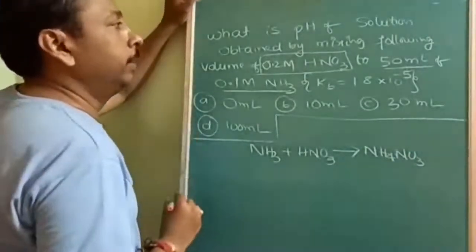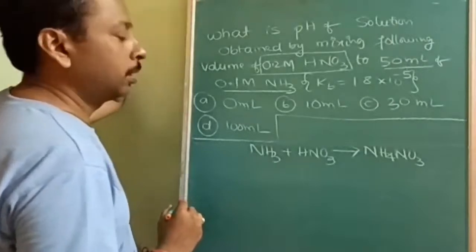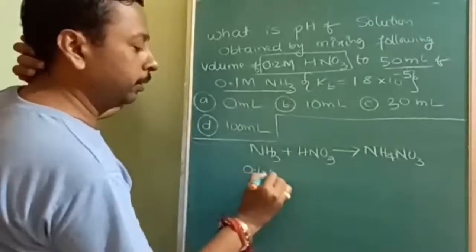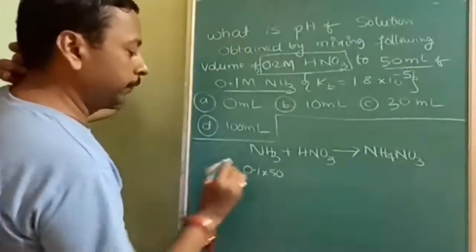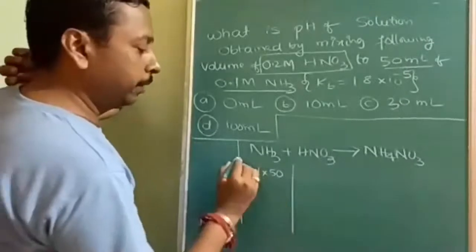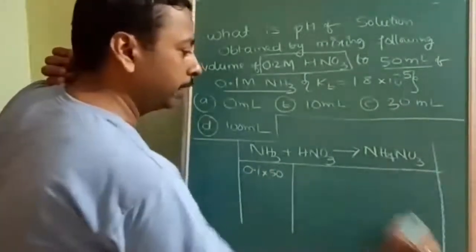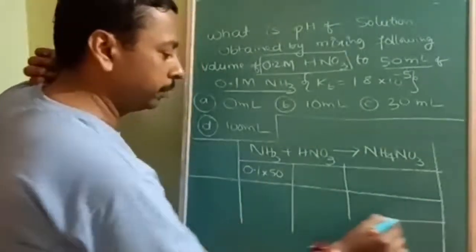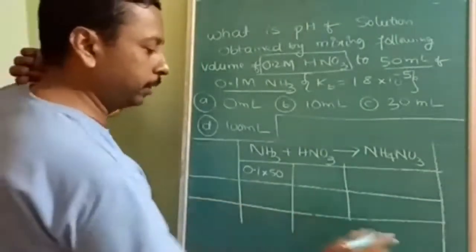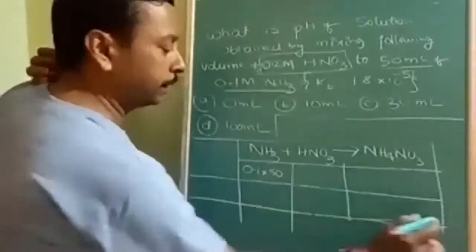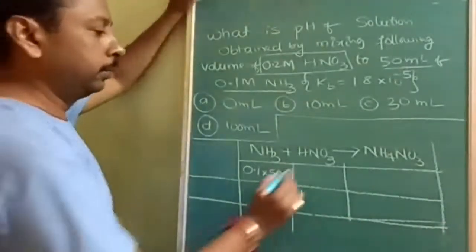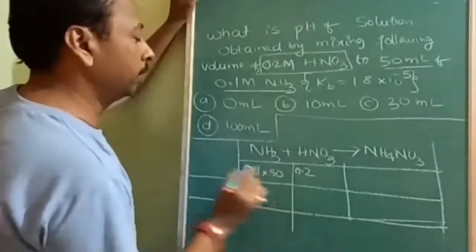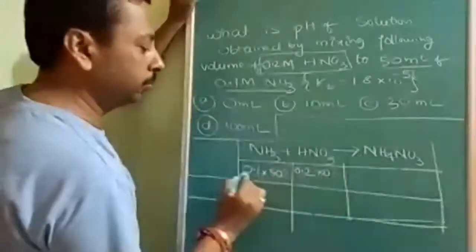Now, what we will give, first it is 0.1 into 50. Okay, this is fixed now. For each and every part, this part will be changing and accordingly we will decide the second part. We will decide the second part afterwards, after comparing the acid and base moles. So HNO3 where it is 0.2. In the first condition it is 0, so only base.